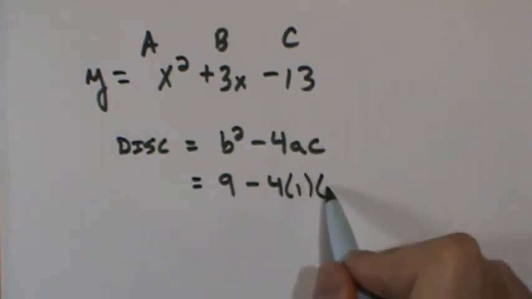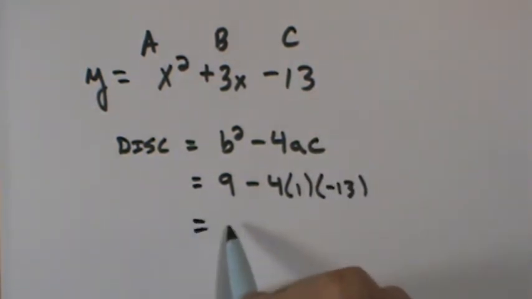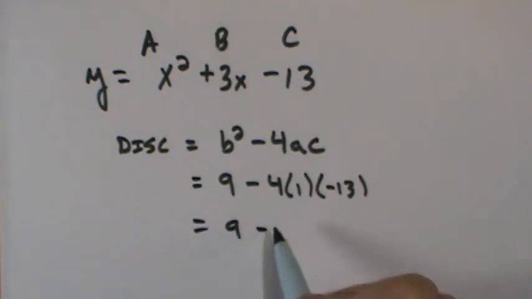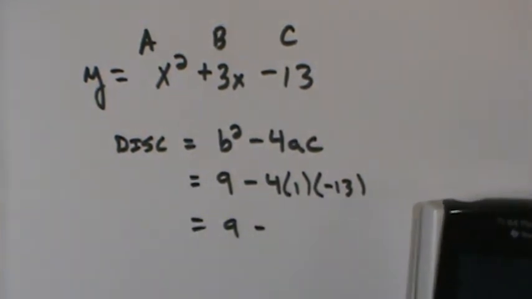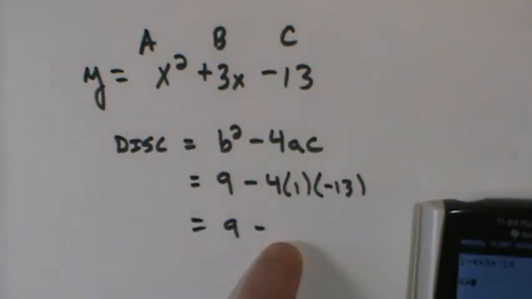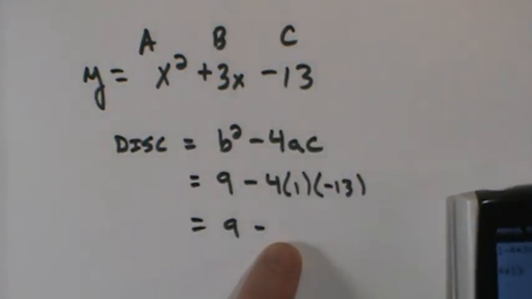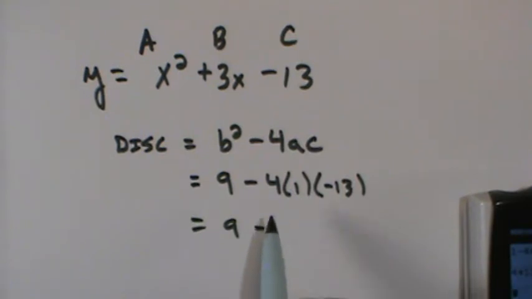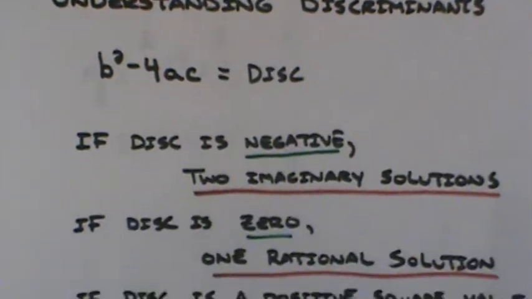And c is negative 13. So then I go 9 minus negative 52, which would be plus 52. And when I add that 9, I get 61. So again, I go back to my chart. This is a chart that you're going to want to write down.